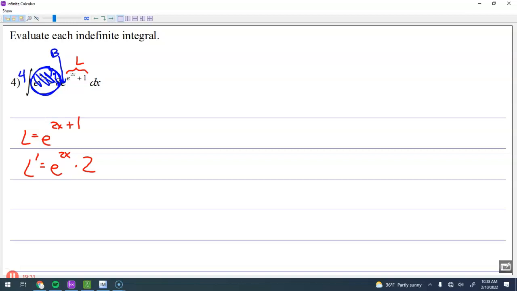So I have this 4 out here. Now my job is to integrate the big guy. Well, how do I integrate e? It's just e. So the integral of e is e. I leave this the same. 4 drops down.